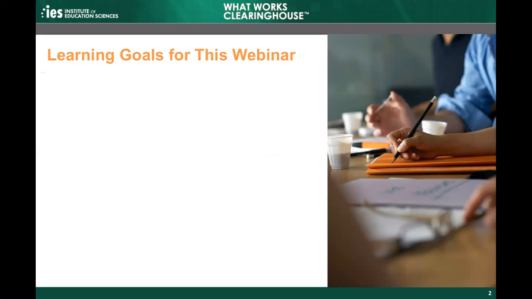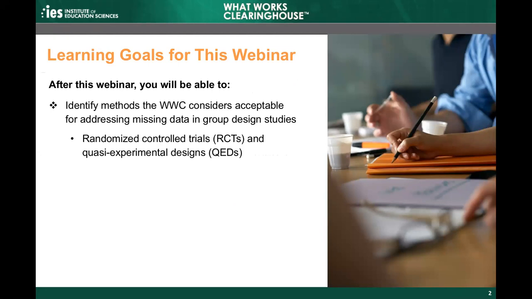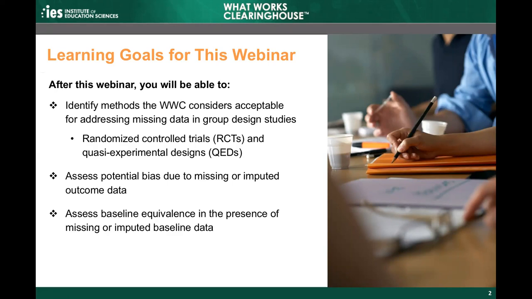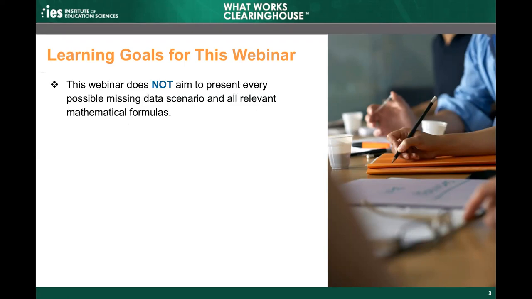All right, before we get started, we wanted to share the goals for this webinar. We hope that you leave today with useful takeaways and a better understanding of missing data under version 4.0 standards. During the webinar, we'll identify methods the WWC considers acceptable for addressing missing data in group design studies. We will also cover the assessment of potential bias due to missing or imputed outcome data, and assessing baseline equivalence in the presence of missing or imputed data. Please note that we are not presenting every possible missing data scenario or mathematical formula. However, we will share resources and their locations as we move through the webinar.